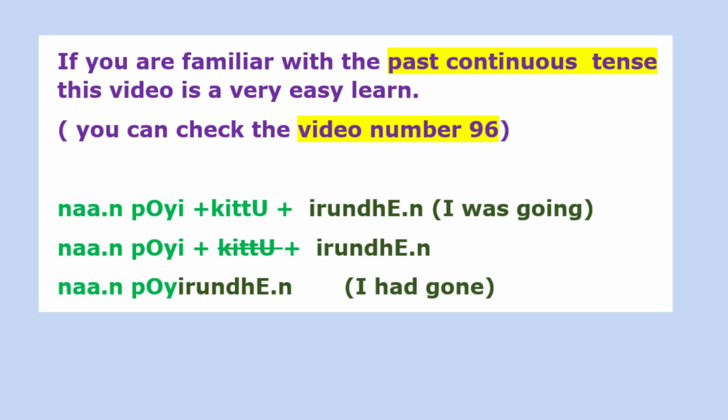If you're familiar with the past continuous tense, this video is very easy to learn. You can check the video number 96. Na poi and kittu and irundhen. I was going. This was the past continuous, if you remember. Na poi kittu irundhen. And you remove the kittu and you get na poi irundhen. I had gone. Easy, isn't it?